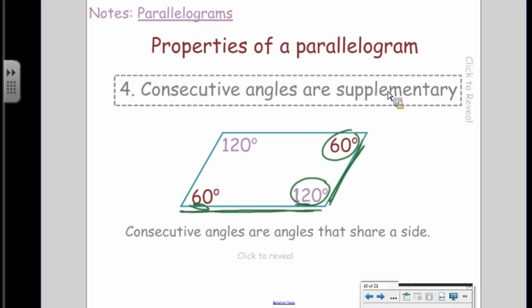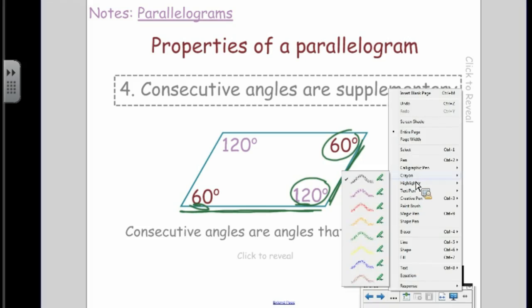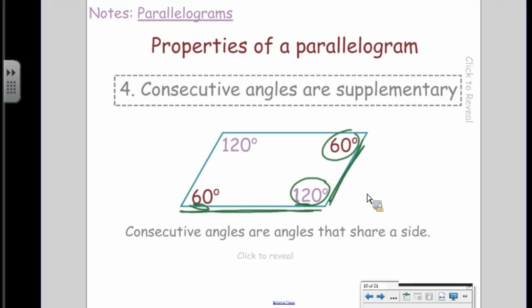Another way to look at this, y'all brought up, was a great point. Let me get my handy dandy highlighter out. Or we'll do crayon. That's more fun. If these are parallel, and this is a transversal, then these two angles are same side interior. And same side interior starts with an S. And anything during that unit that started with an S was supplementary. So those are supplementary because they're same side interior angles. So that's another way to think about property number 4. Consecutive angles are supplementary because they're same side interior.